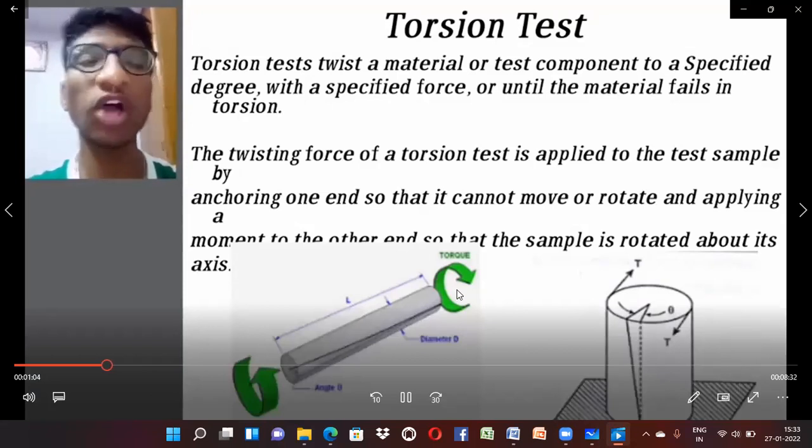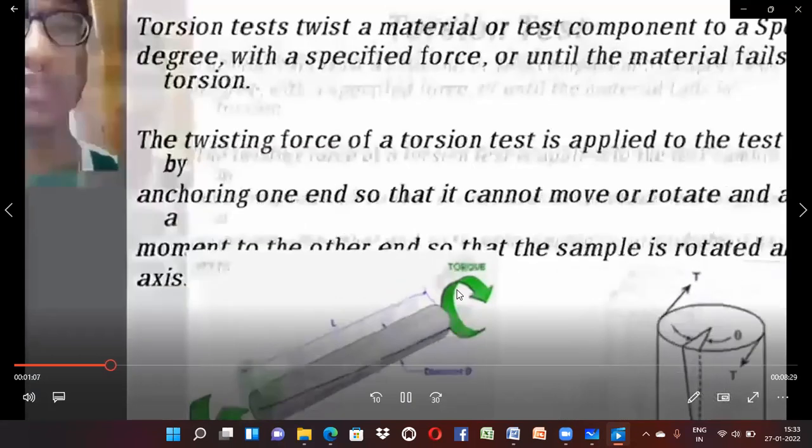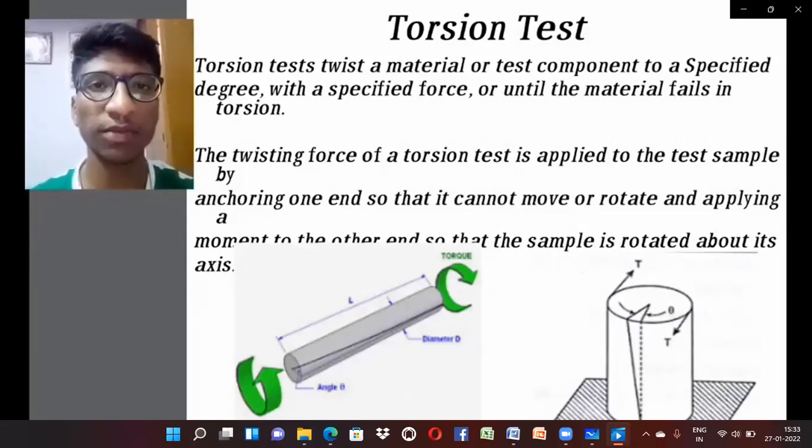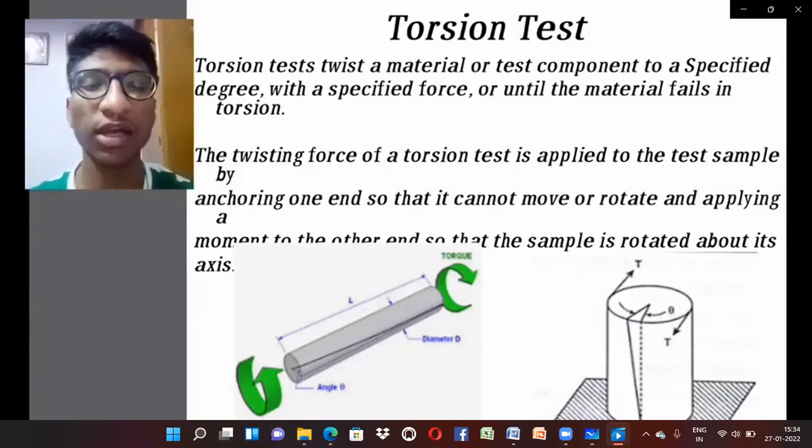So the torsion test comes under destructive tests. It is nothing but the specimen achieving its breaking or failure point. It means testing the material or specimen until the failure or breaking point. It is called a destructive test. So we have many destructive tests, for example, tensile test, compression test, impact test, torsion test. These are all examples of destructive tests.